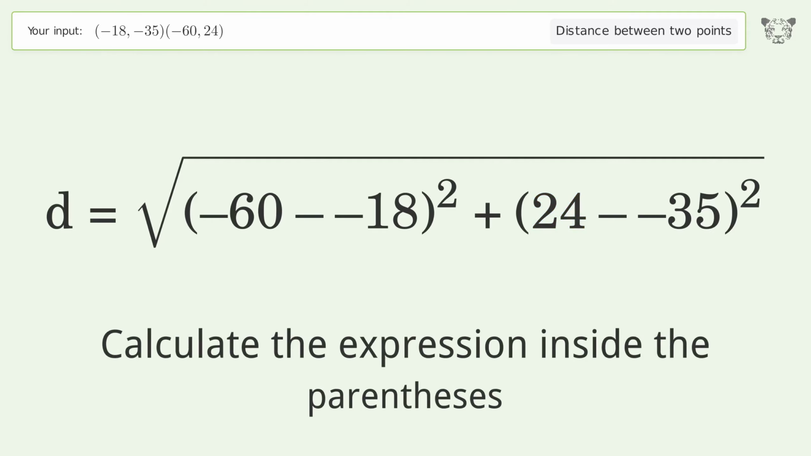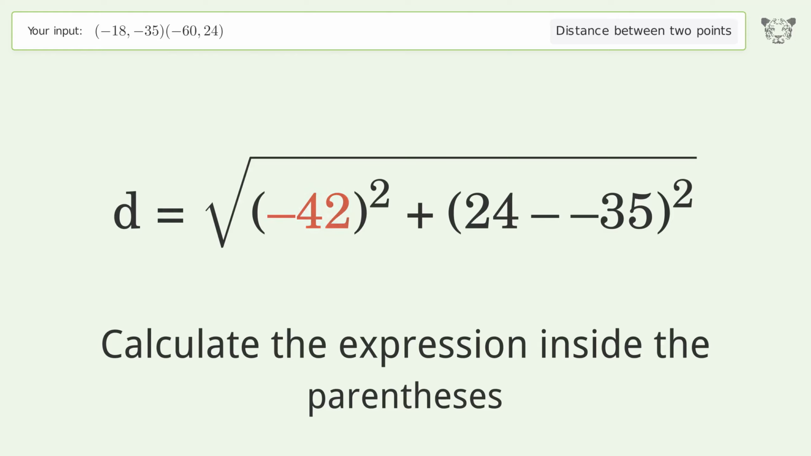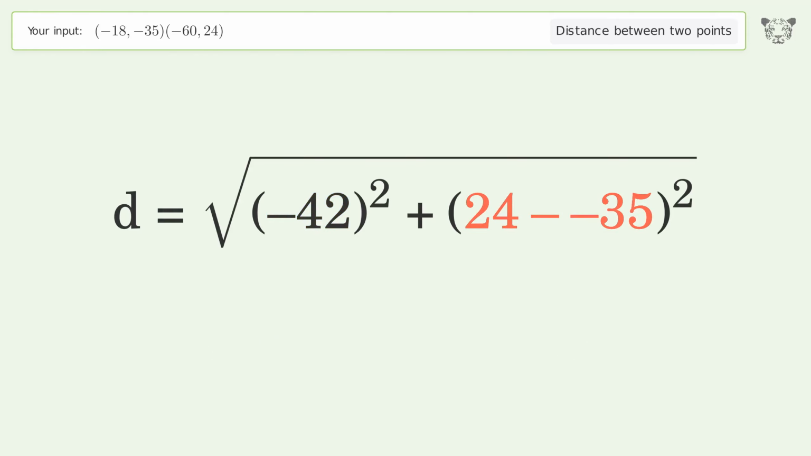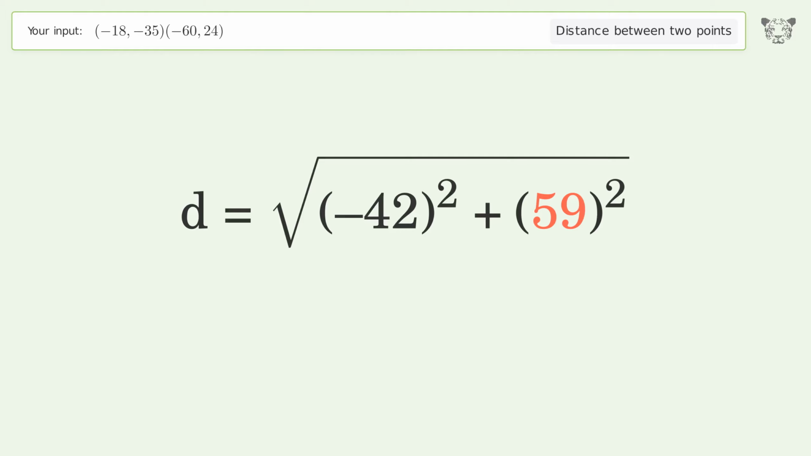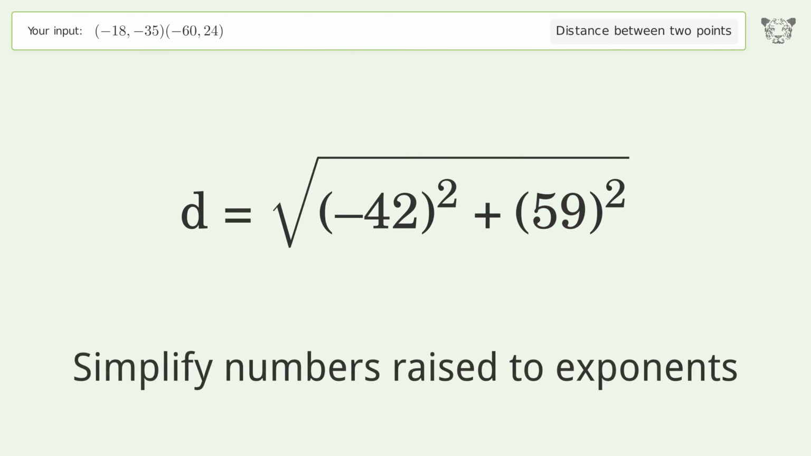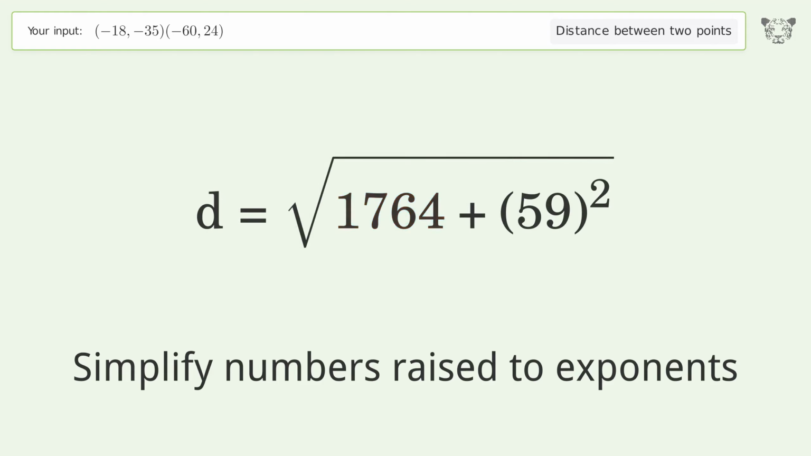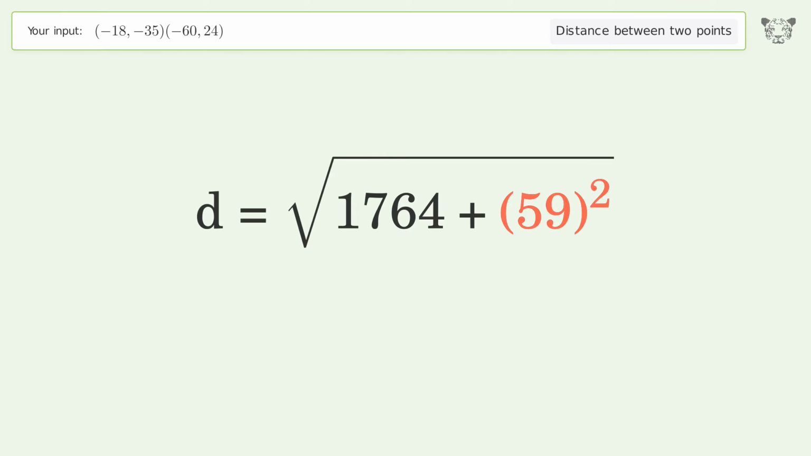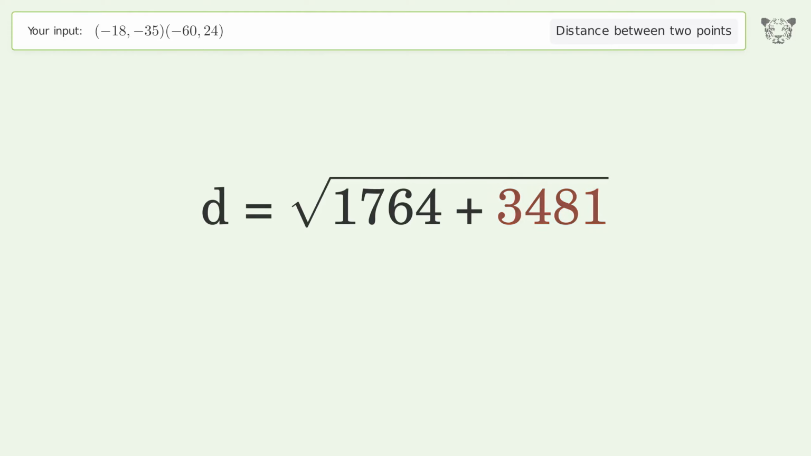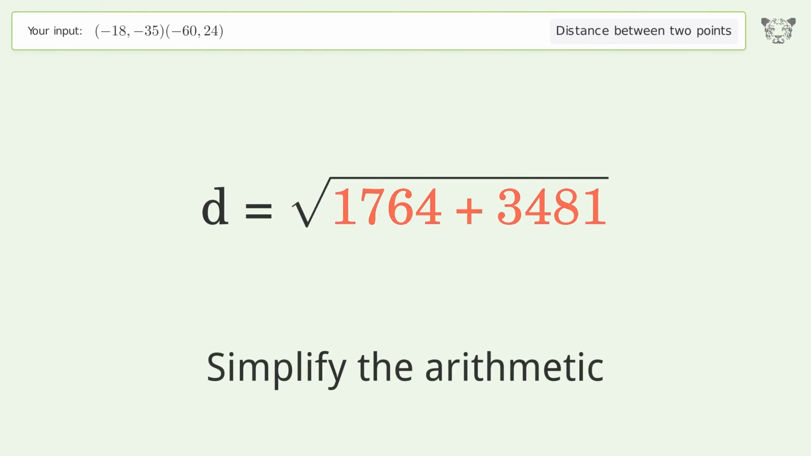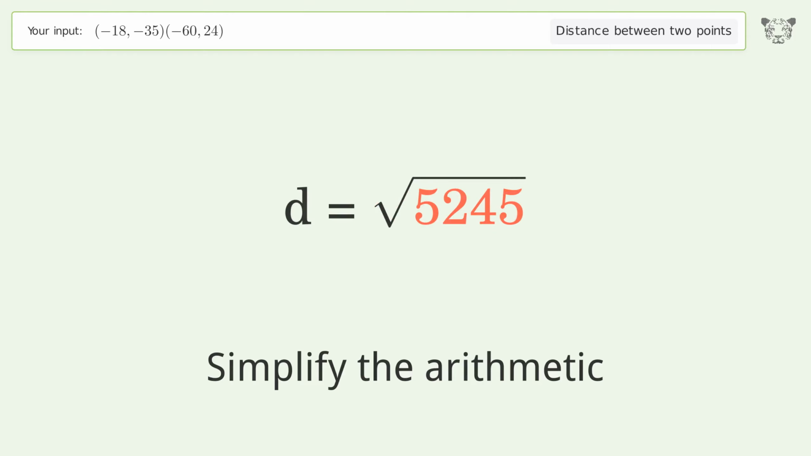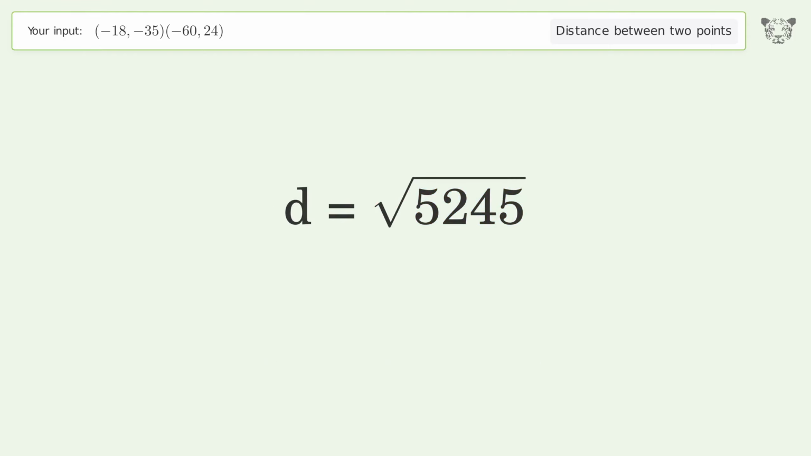Calculate the expression inside the parentheses. Simplify numbers raised to exponents. Simplify the arithmetic. And so the distance between the 2 points is the square root of 5,245 or 72.422.